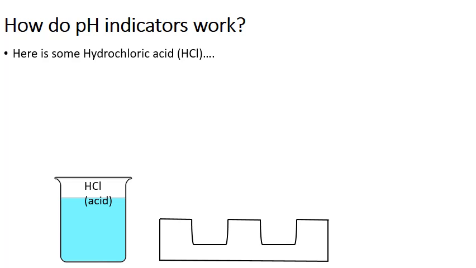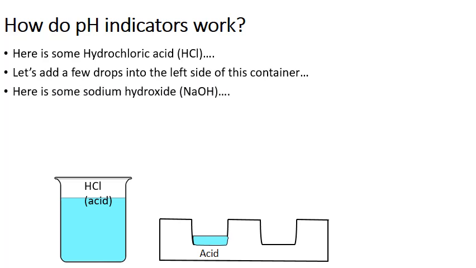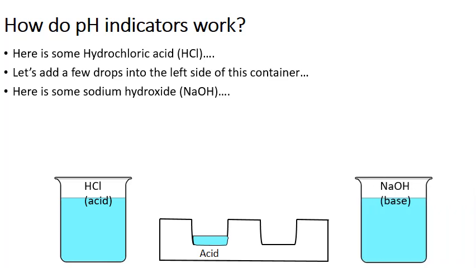Well, here's a little container right here with 2 little holes in it. What I'm going to do is add a few drops of the hydrochloric acid using my little eyedropper here. I'm going to add a few drops into the left side of this container. So I've just added some of the hydrochloric acid into that little hole right there. Well, here's a solution of sodium hydroxide. NaOH is sodium hydroxide. Now, anytime you see the word hydroxide, you can pretty much assume that that's going to be a base.